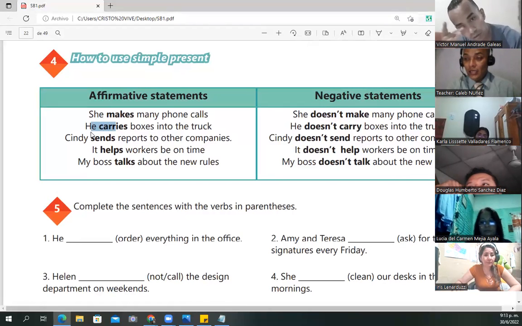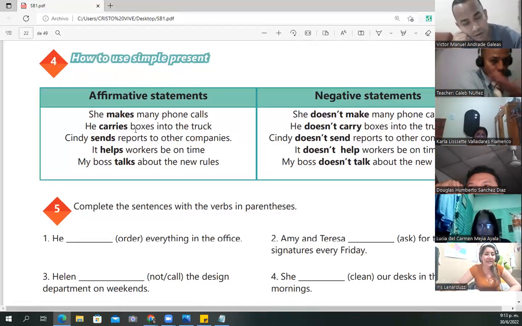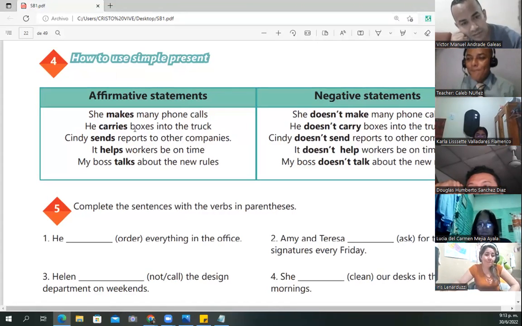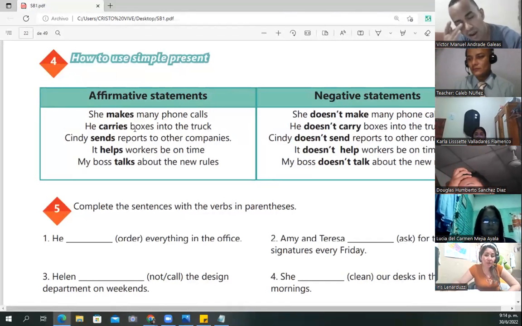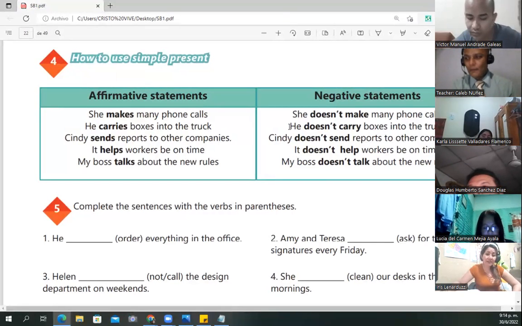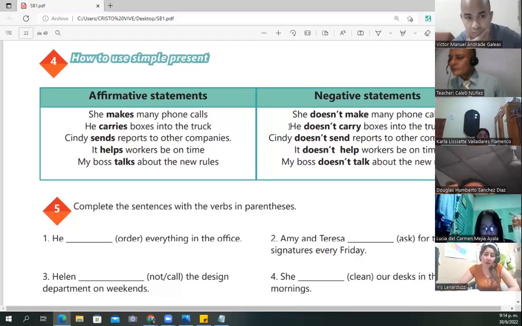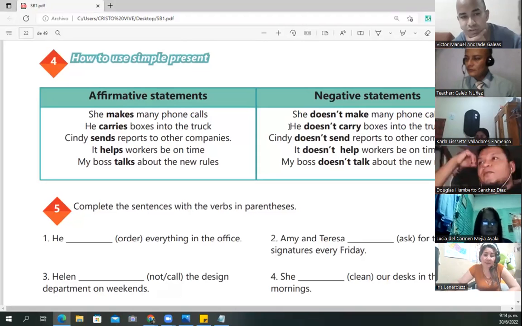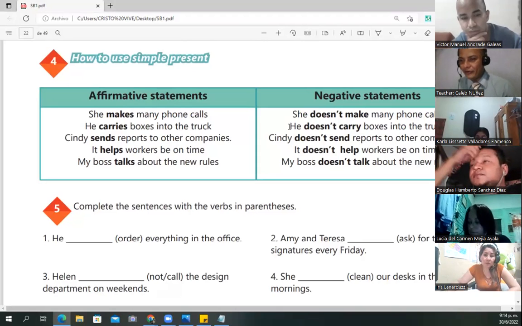Next, he carries boxes into the truck. O sea, él la lleva, él la carga. Carries. Negativo. He doesn't carry boxes into the truck. El verbo regresa ahí, ¿verdad? Carry.